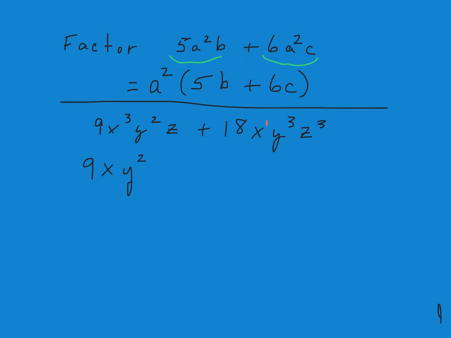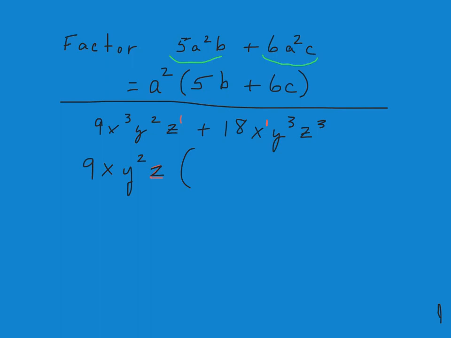There is also a letter z in both terms. We have z to a first power, so 1 factor of z in the first term, and 3 factors of z in the second term. So what is in common is just the 1 factor of z. So now we figure out what's left inside the parentheses after we pull out this greatest common factor, because our greatest common factor is 9x y squared z.